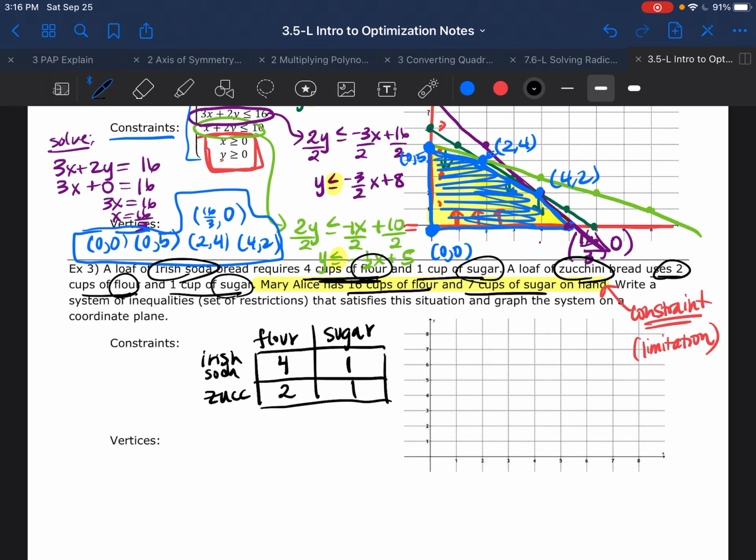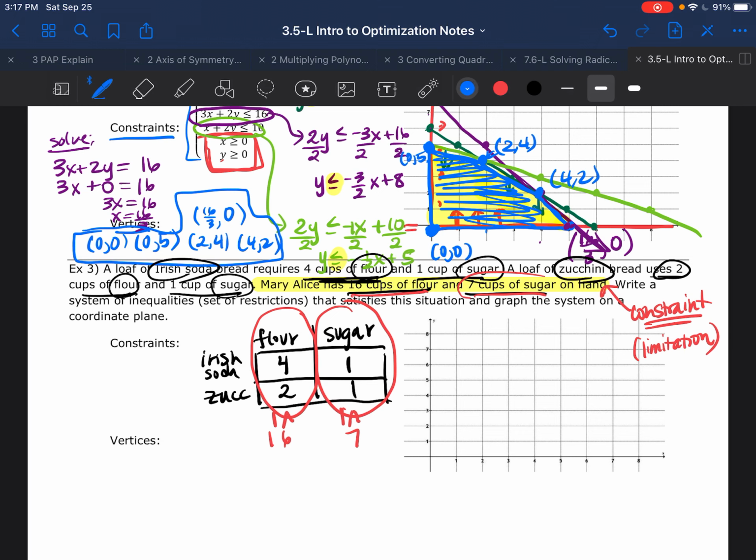Okay, so once you've filled in your table, you go back to that highlighted sentence where it tells me the constraint. And so the constraint is on how much flour and sugar she has. And so my constraints are on the columns. If you had written the flour and the sugar along the rows, yours would be along the rows. And so that means this flour column has to be less than or equal to the 16. And the sugar column has to be less than or equal to 7. And so that's how you're going to write your inequalities.